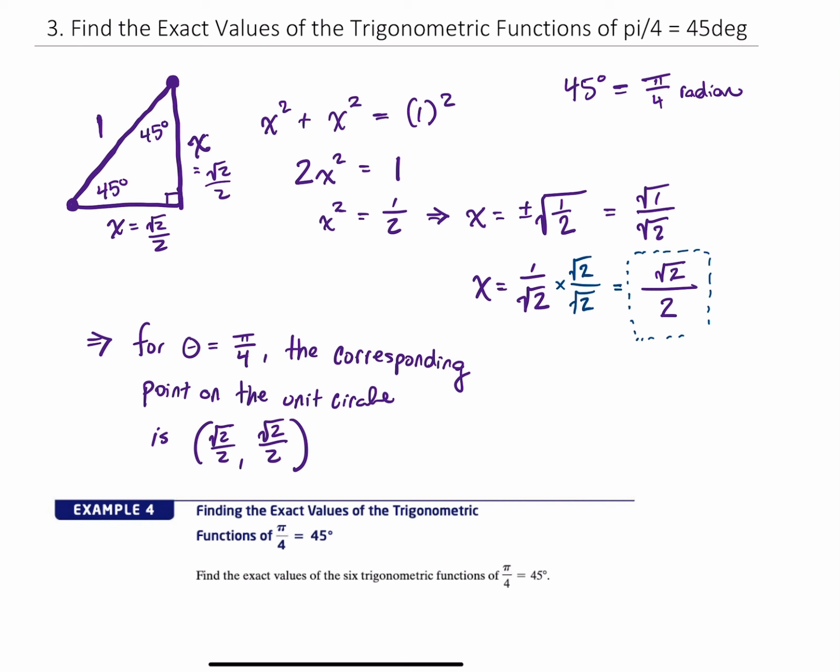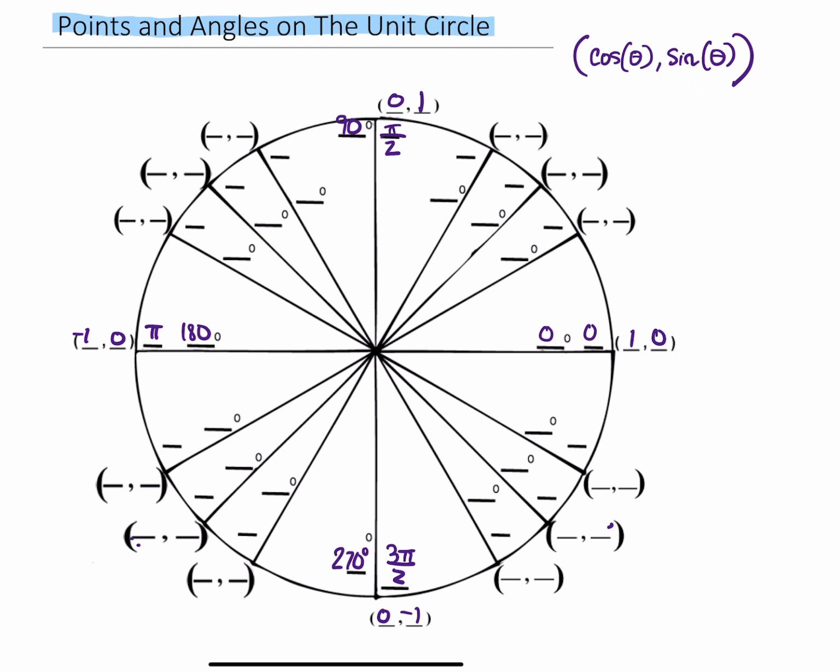All right, let's add that to our circle. So let me jump back. So 45 degrees is here in the middle. We're saying that's equivalent to pi over 4 radians. And it will have this point root 2 over 2, root 2 over 2. So that one's easier to remember because the x and y coordinates are the same. All right, let's continue.